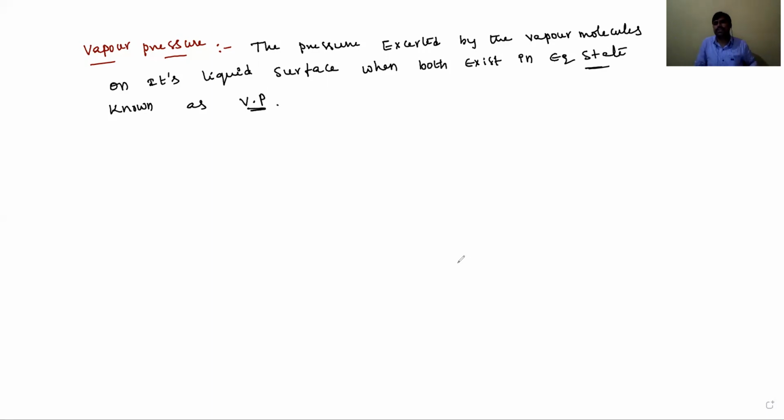What is vapor pressure, dear students? We have already studied that vaporization means the liquid molecules are converted into gaseous state molecules, or vapor molecules. Condensation means the vapor molecules are converted into liquid molecules. At a certain time, both vapor molecules as well as liquid molecules exist in equilibrium state. At that equilibrium state, the pressure exerted by the vapor or gaseous molecules is known as vapor pressure.